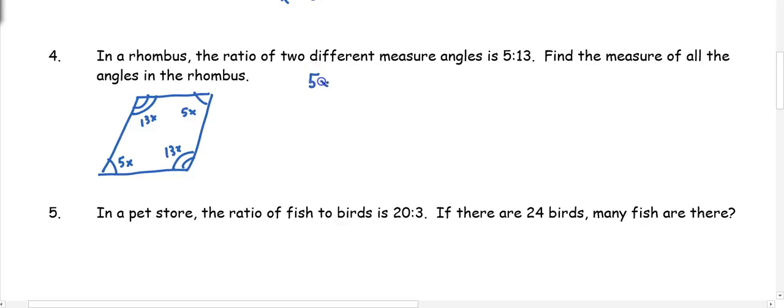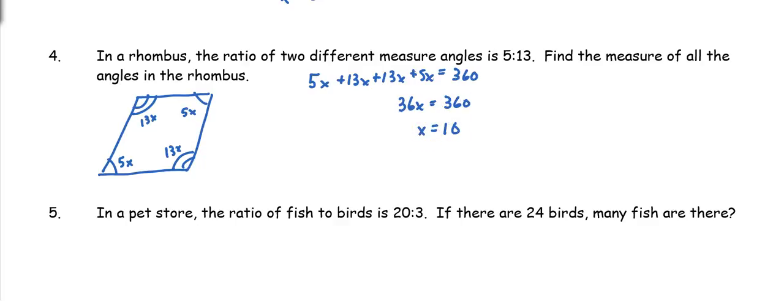So we're going to add all those together and set them equal to 360. Because remember, all the angles in a four-sided figure are 360. So when we add those together, we get 36x equals 360. We can divide, and we get x is 10. So to find all the angle measurements, we're just going to multiply them by 10. So we have two angles that are 50 degrees and two angles that are 130 degrees.